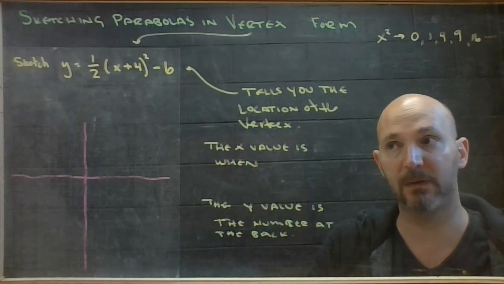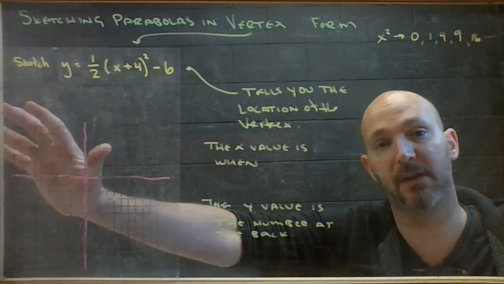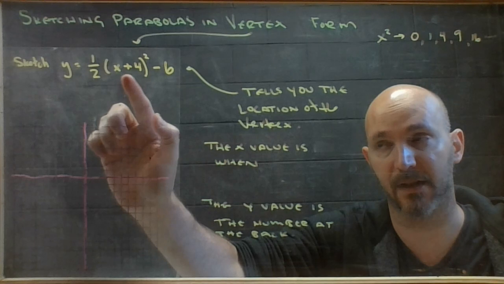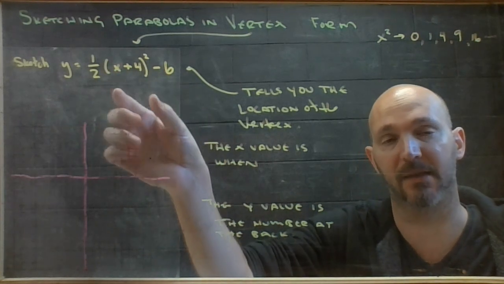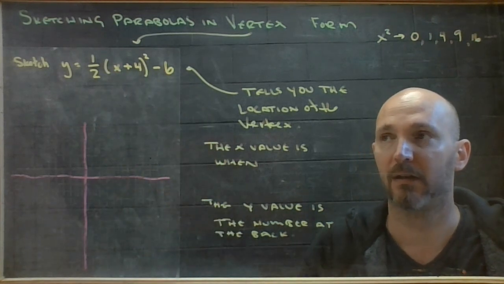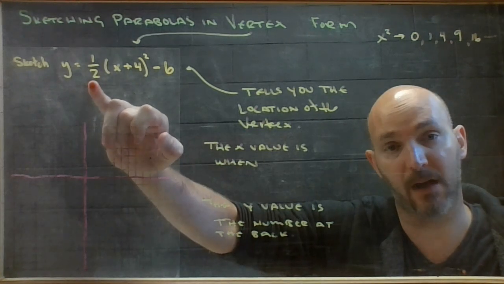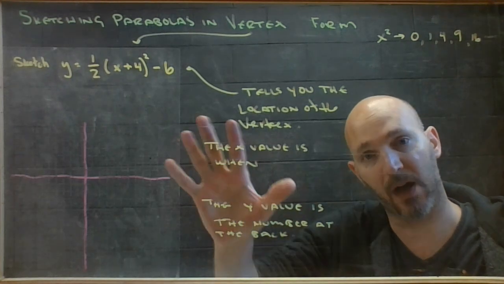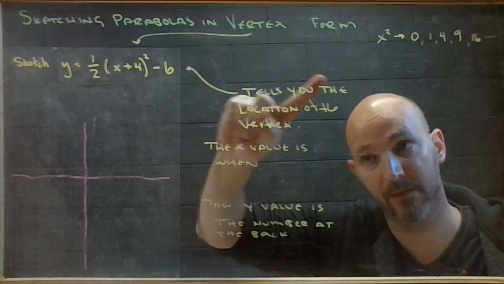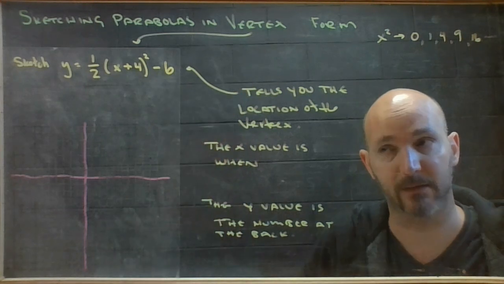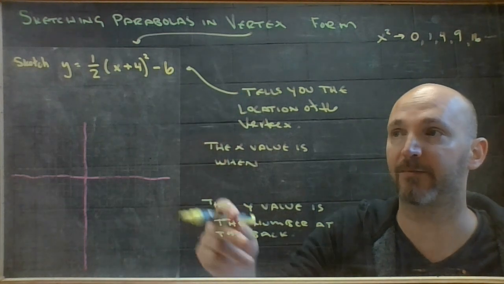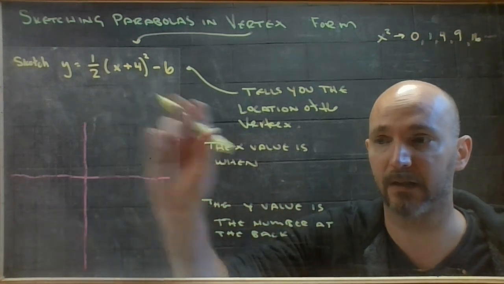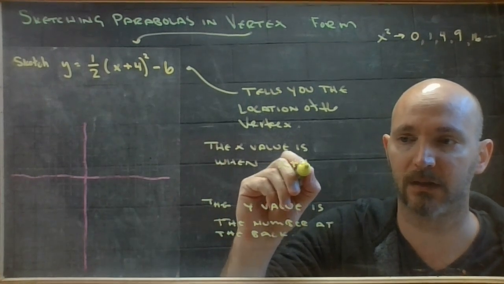Another example. I have another parabola in vertex form. I can tell because I have an x plus or minus a number packed inside this square. Now this one is a little different because it has a number out in front, so we're going to have to deal with that. But the primary purpose of vertex form was to tell you the location of the vertex. So we're going to do that first. The x value of the vertex happens when this thing in here is equal to 0.